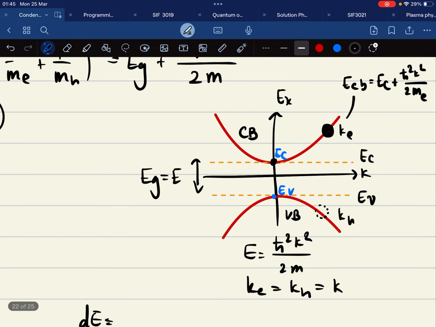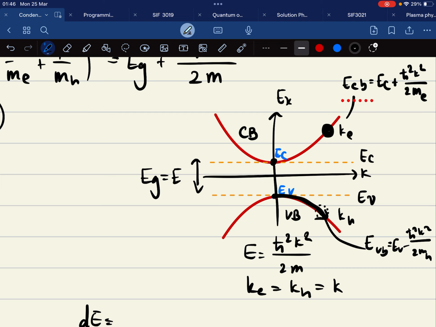So for the hole, this should be E valence band. Of course from EV the energy decreases, because this is the more negative side. So it should be EV minus h bar squared k squared over 2m h, the effective mass for the hole.